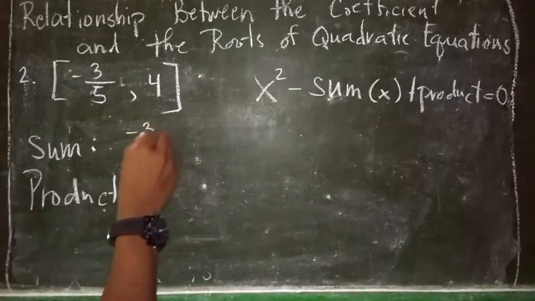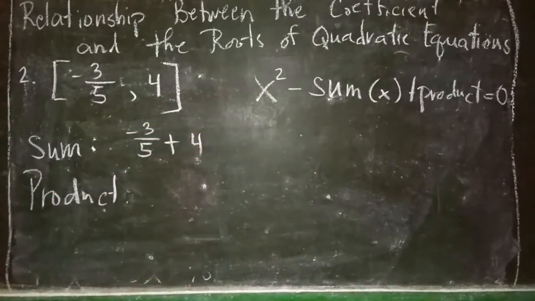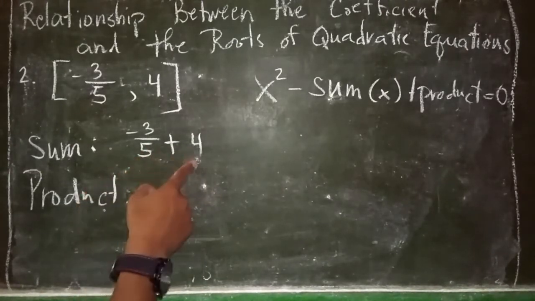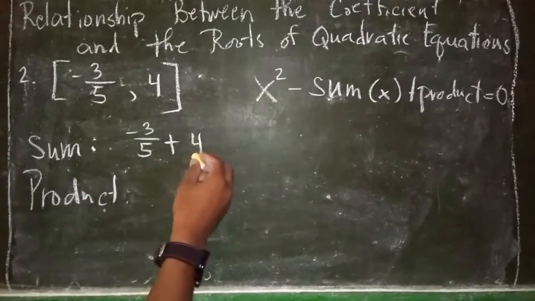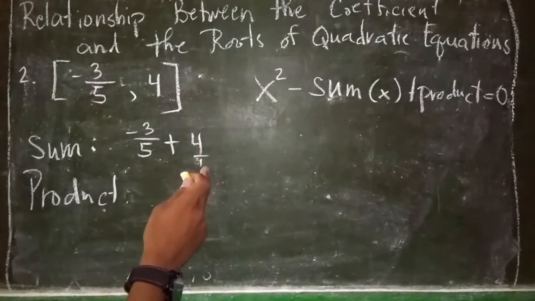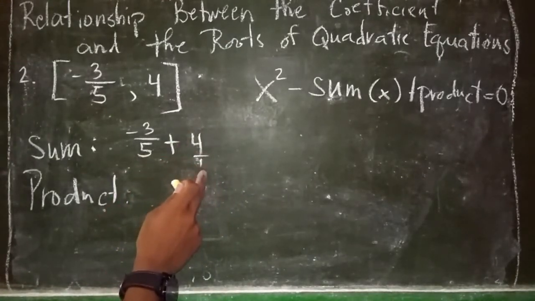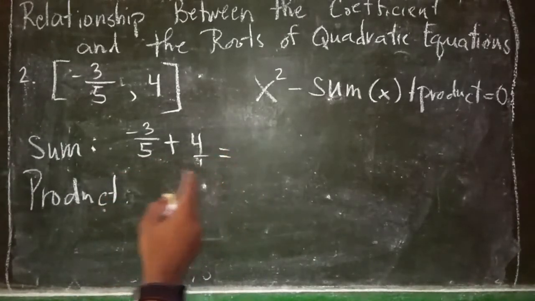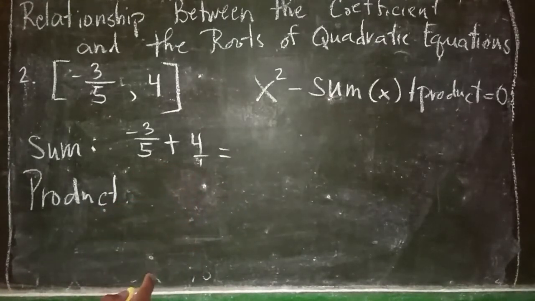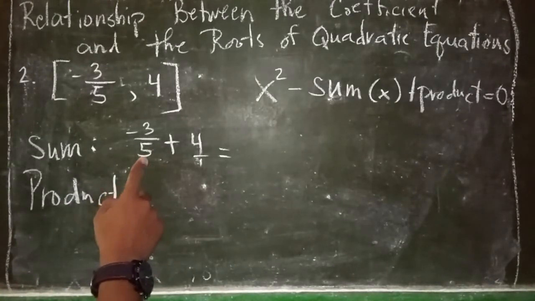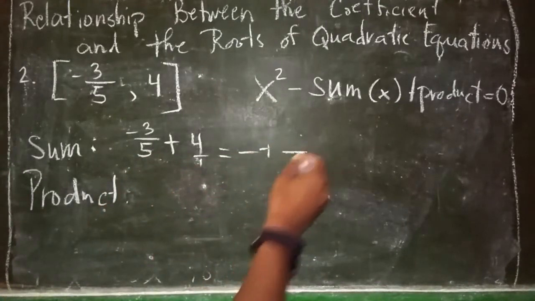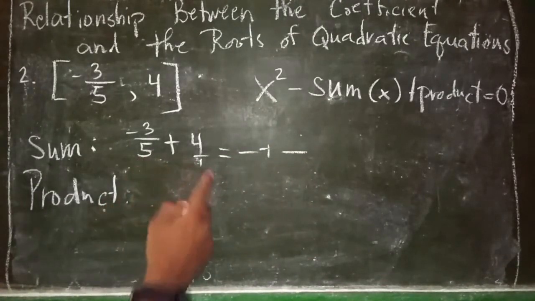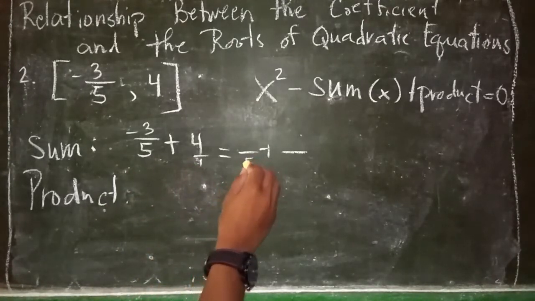Sum: -3/5 plus 4. Okay, so kung mapapansin natin, this is a fraction and this is a whole number. So, pwede nating lagyan ng 1 as the denominator ang 4 to make 4 a fraction para magkapareho sila ng type ng number. Okay, so if you can notice, they don't have the same denominator. So let's find first the LCD of the two fractions by finding the LCM of the denominators 5 and 1. So the common multiple of 5 and 1 is 5.